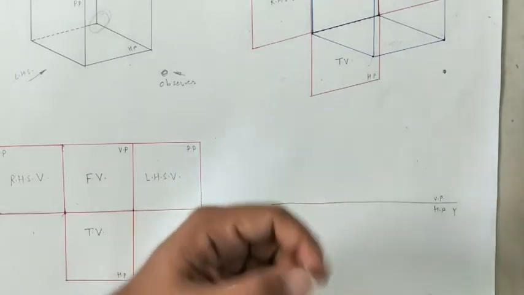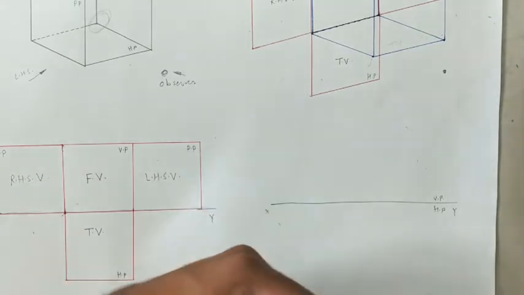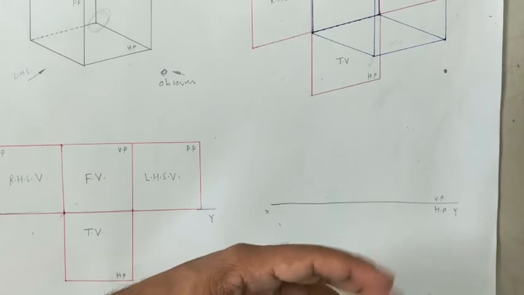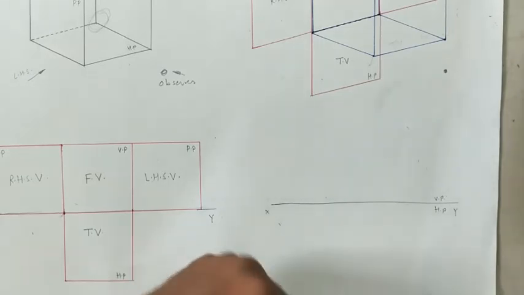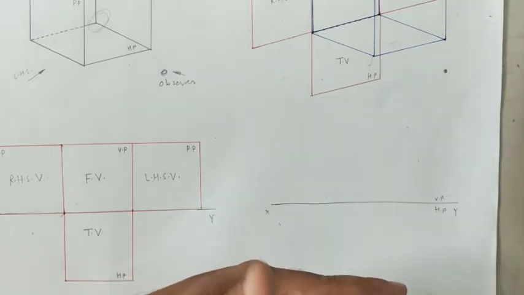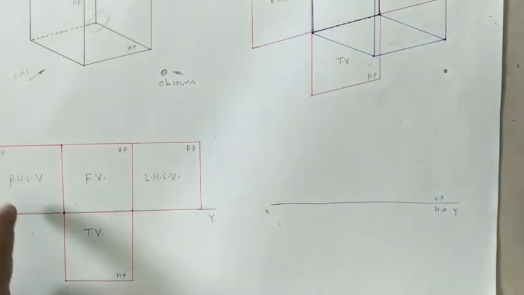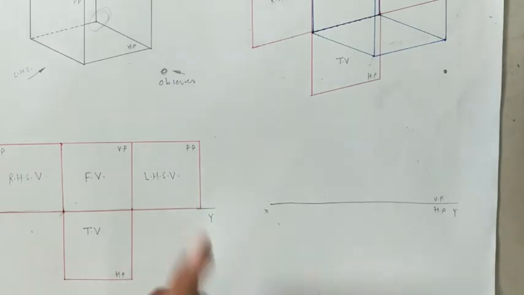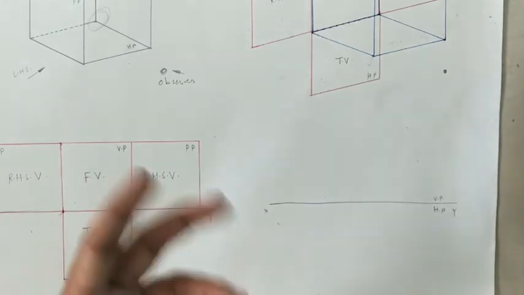What if we have to draw 3 views, which you actually have to draw in an exam? In the exam you have to draw 3 views: the front view, top view, and the side view. No one will ask you to draw both side views, the left hand side view and the right hand side view. You have to draw only one side view. It depends on the question, whether the question is asking for the left hand side view or the right hand side view.